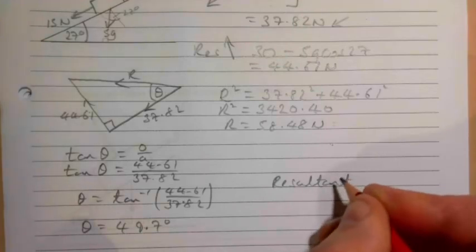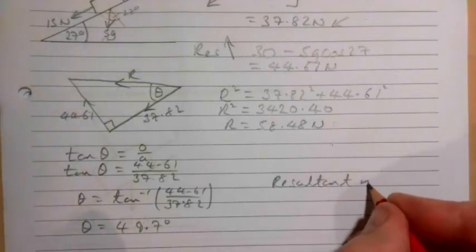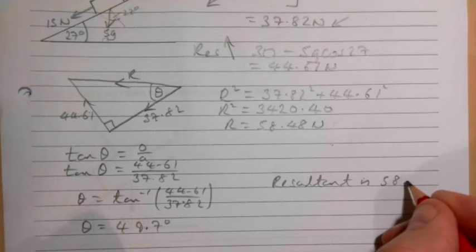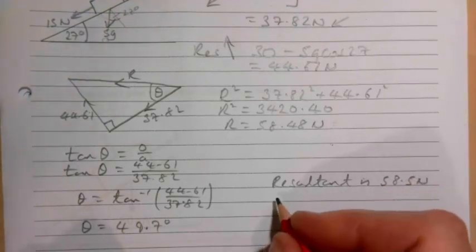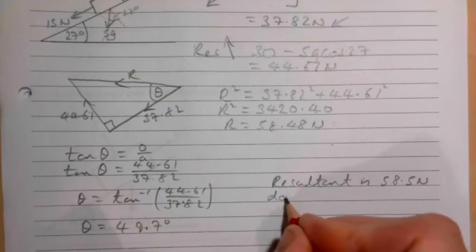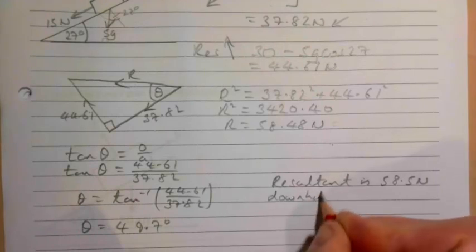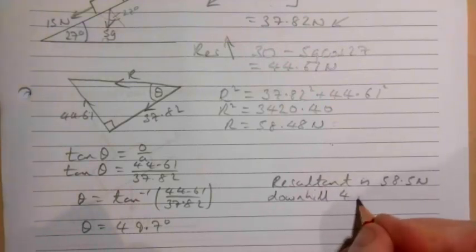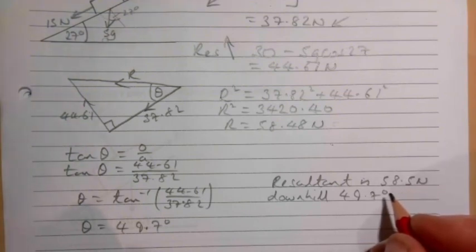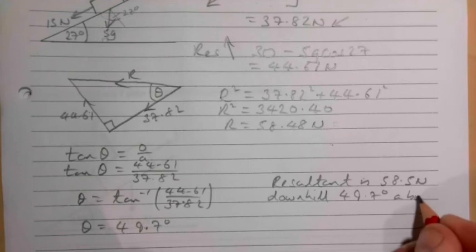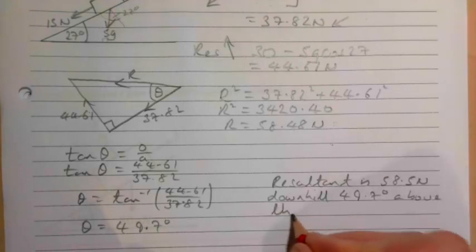resultant is 58.5 newtons downhill, 49.7 degrees above the plane.